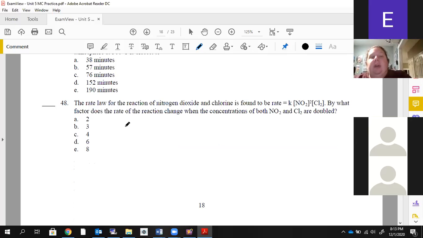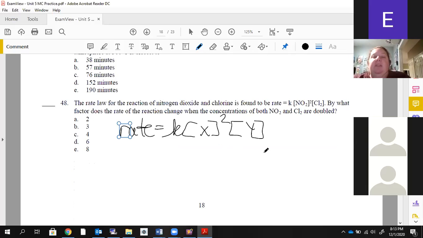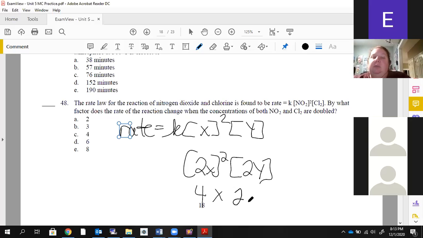All right. So if I have my rate law, I'm just going to say that the concentration of NO2 is going to be X, and the concentration of Cl2 is going to be Y. If I double both of these, so if I double what X is, and I double what Y is, because that NO2 term is a squared term, that means that's going to influence my rate by a factor of 4. My Y term is first order, so it's going to influence by a factor of 2, which means my rate is going to change by a total factor of 8.